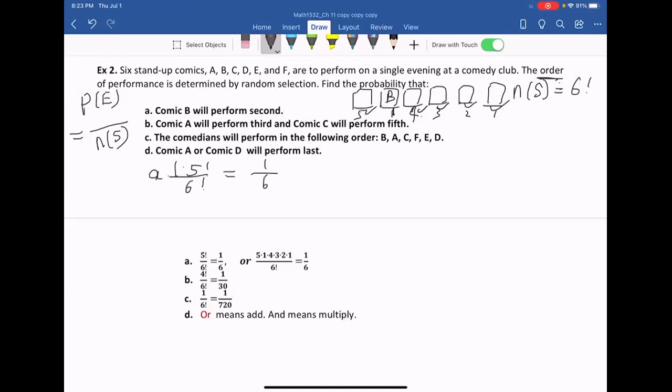equals 1/6. Next one, B: comic A will perform third and comic C will perform fifth.